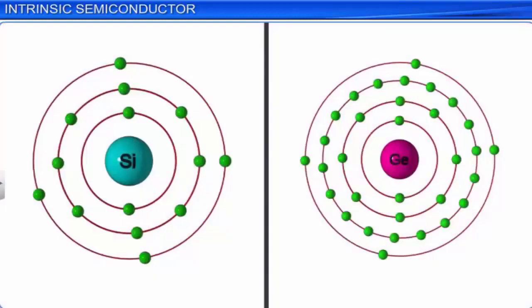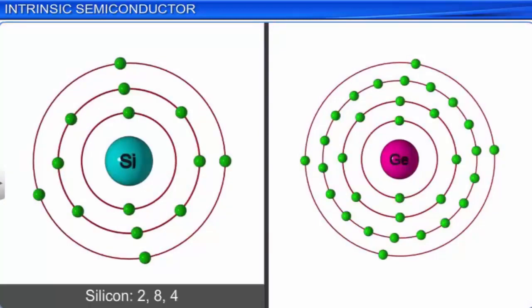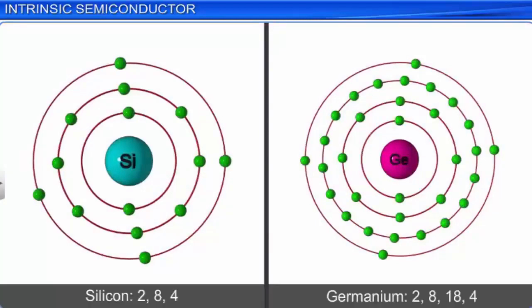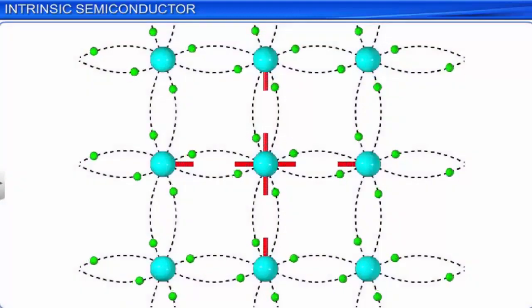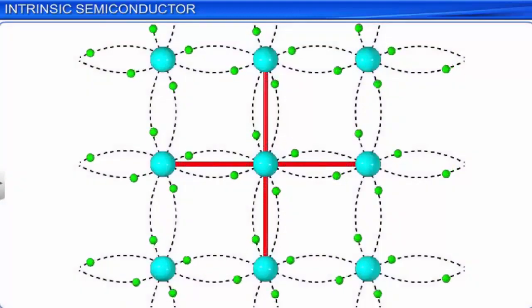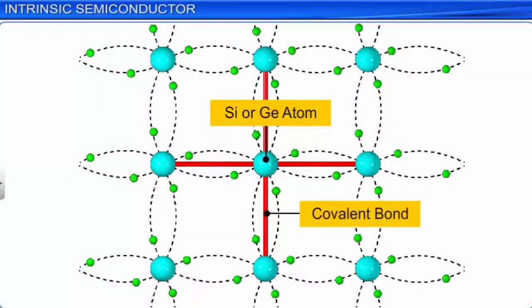Let us take a look at the atomic structure of silicon and germanium. Both silicon and germanium have 4 valence electrons. In crystalline form, each silicon and germanium atom uses its valence electrons to form 4 covalent bonds with 4 surrounding atoms.